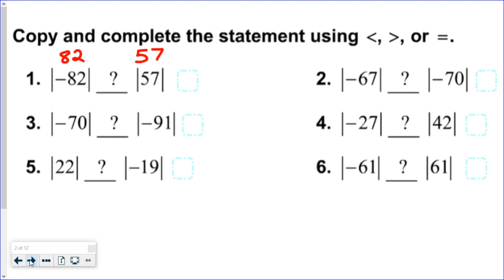Okay, check your answers. Are you getting that 82 is greater than 57? Did you get less than because 67 is less than 70? Did you get less than? Another less than. Greater than, because 22 is greater than 19, and this one's tricky. This is 61, because the absolute value of negative 61 is just 61. The absolute value of positive 61 is still 61, so they are equal.